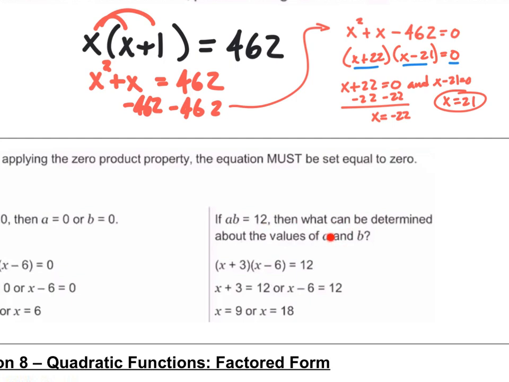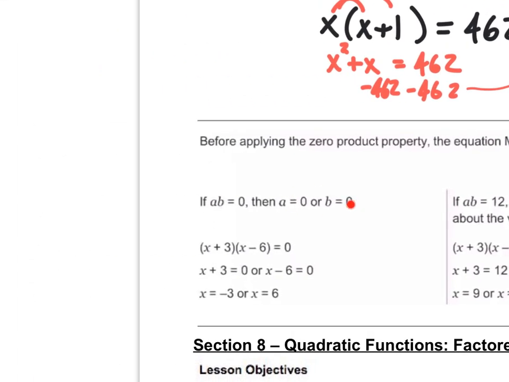what can you determine about the values of A and B? They could really be anything. They don't have to be 0. They could be equal to a number of things. The product of A and B, one of them doesn't have to be 0. One of them doesn't have to be 2. One of them doesn't have to be 6. So you have to set it equal to 0, because 0 has that special property that if you multiply two numbers together and get 0, then one of them has to be 0.